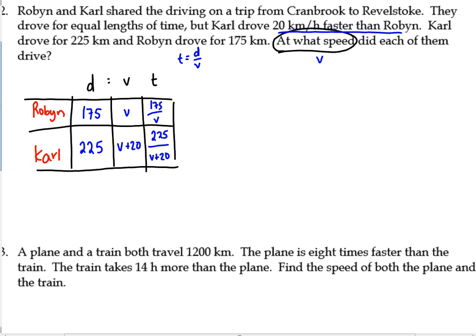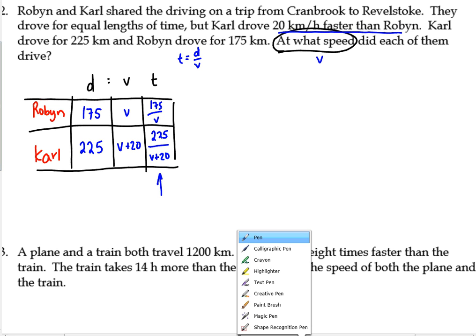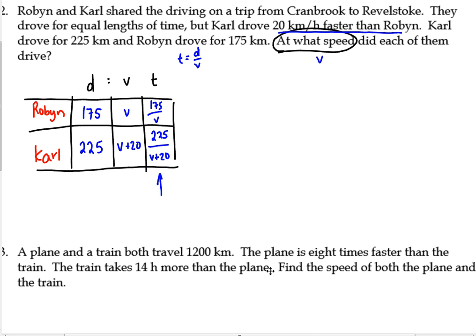Then our next step is to use the other information that hasn't been used yet in the question to relate these things. Now in this case, to relate our time. So what do we know about their time? What do we know about their times? They drove for equal lengths of time. So we can set their times equal to each other. And solve for v.